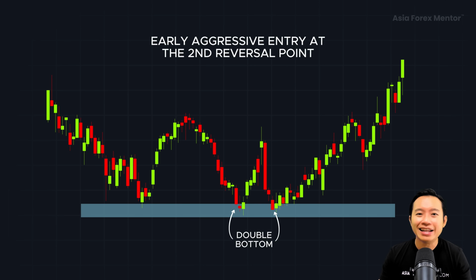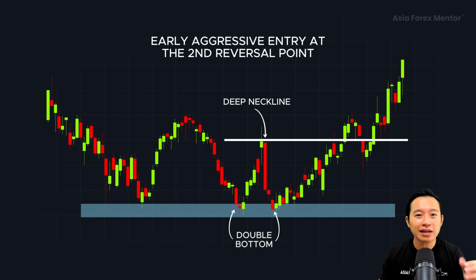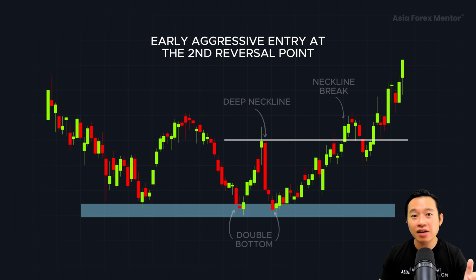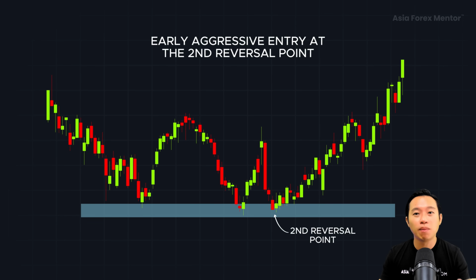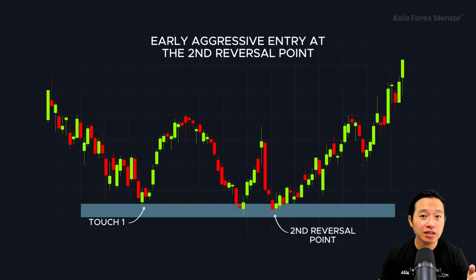Now here's the issue. The neckline is all the way up here, also known as a deep neckline. If you want to wait for the neckline break up here, you're going to get in very late and you would have missed a lot of the move upwards. So instead of waiting, you can get in right here at the second reversal point of the double bottom pattern. So this is also known as an early aggressive entry. You already have one touch point here and a second touch point here, which means that when you get in at a second reversal point, it is still a high quality long trade setup.